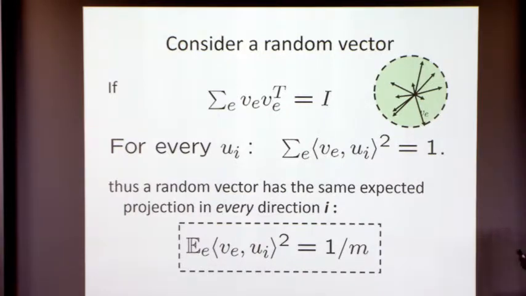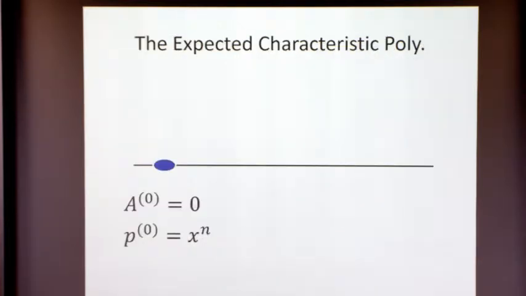So I'm not saying something very strong. I'm just saying that the marginal projection on each eigenvector is 1 over m. I'm not saying there exists a single vector which is actually balanced. I'm just saying that in expectation, the expected amount of charge you put on each one of those is the same.